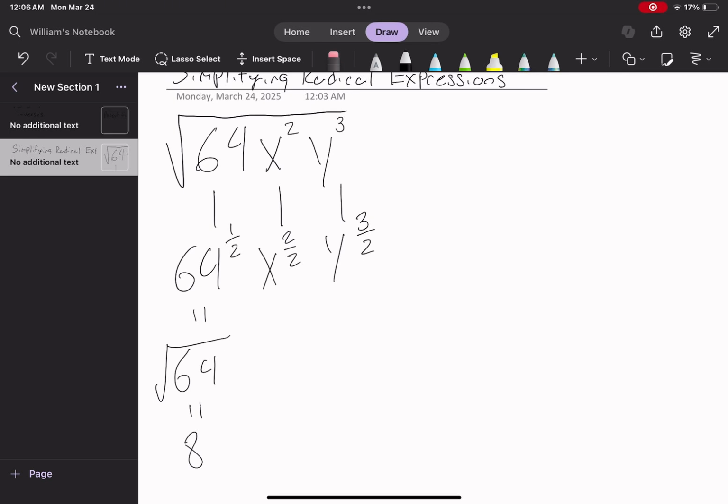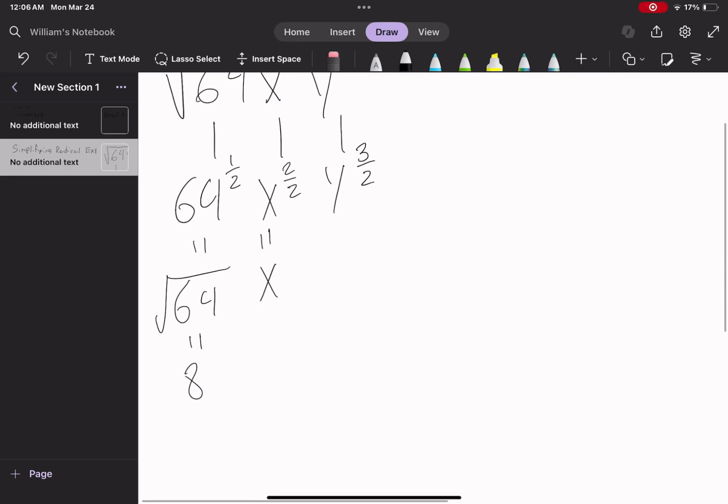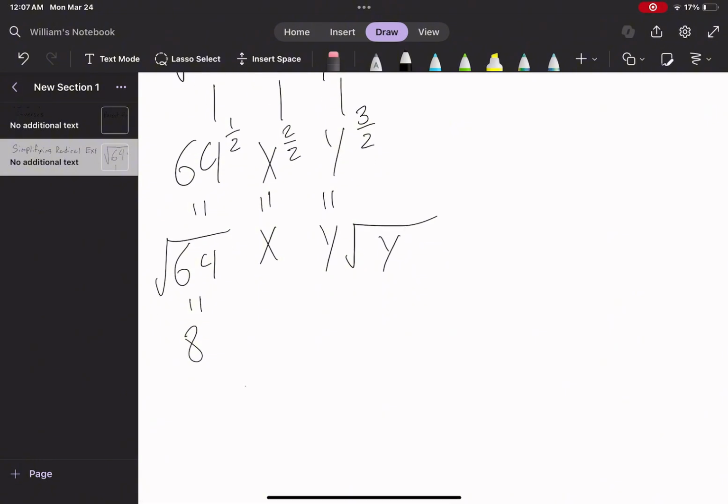Now, with this x, the question you ask yourself when you do this is, how many times does your denominator go into your numerator? And 2 goes into 2 once, so you just get x. Now here, 2 goes into 3 one time, but it also leaves a remainder of 1. So we get a y outside the radical and a y on the inside of the radical. Now, if it were y to the 5/2, it would be y squared with, again, just one y on the inside of the radical. So now we combine it.